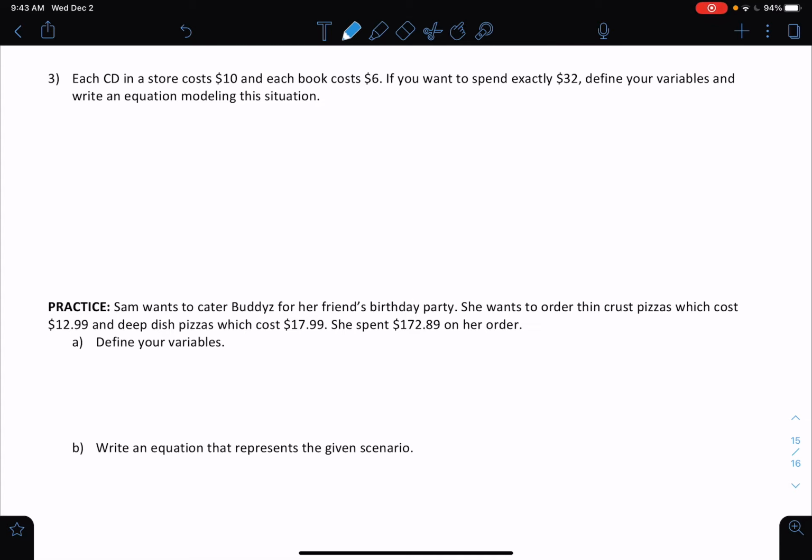All right, so I'm going to model my first variable. I'm going to call C, and this is the number of CDs I purchase. All right, and then I'm going to call my second variable B, and this is the number of books I purchase.